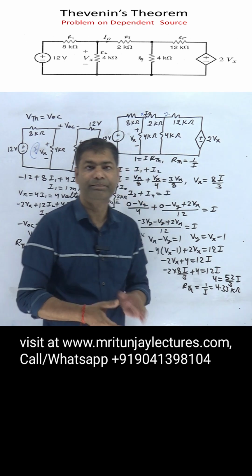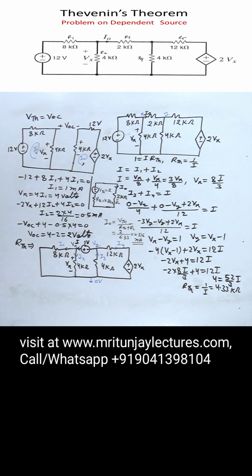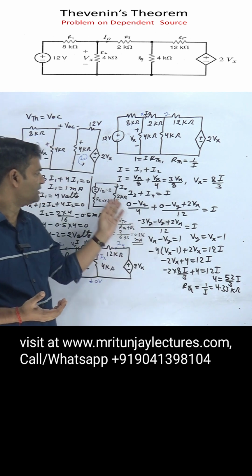So how do we determine it? Simply, first of all, make this one open circuit, then determine V of OC. After that, determine RTH. RTH is basically 1 by I, and then put this value and we get I naught.